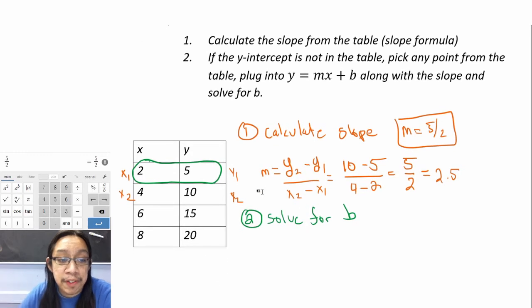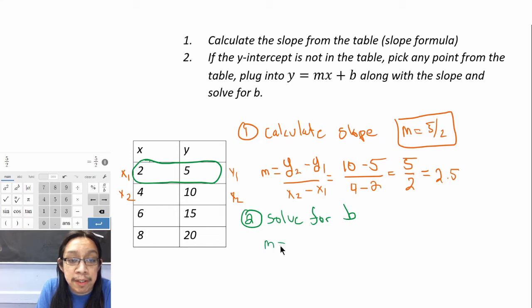What we're going to do first is start off by writing down what we know. We know that the slope is 5 over 2. And we know that our x is going to be 2. And that our y is going to be 5.